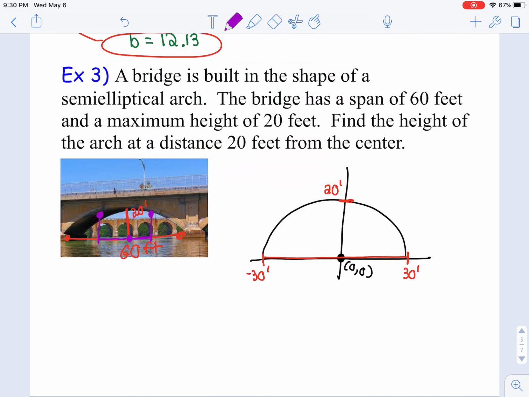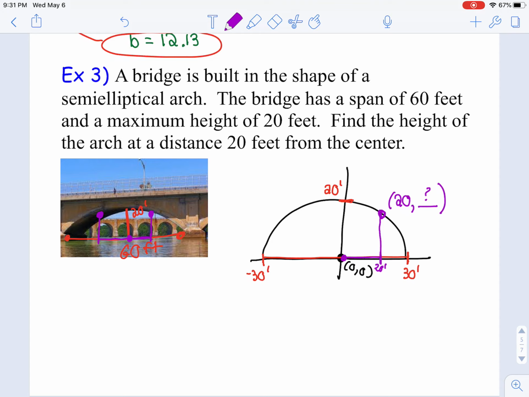Now, what I'm asking again is, from this center point, if I go out 20 feet, what will be my height at this point? If you think about that in an ordered pair, I'm basically saying if the x value is 20, I want to know what's the y value.